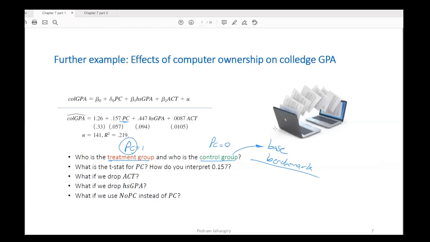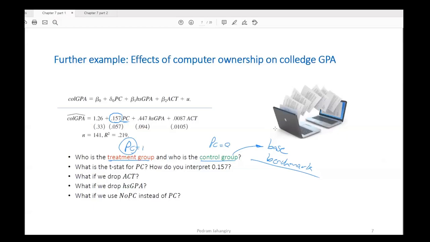So let me see if I have an interpretation. Well, let me ask you a question. How can I interpret this number? I say that for college students, the one who owns a PC will have a higher college GPA, in the magnitude of 0.157 on average, compared to the benchmark. What is the benchmark? The ones who don't have a PC, right? Holding everything else constant, holding high school GPA and ACT score constant. So this is how you should interpret that.